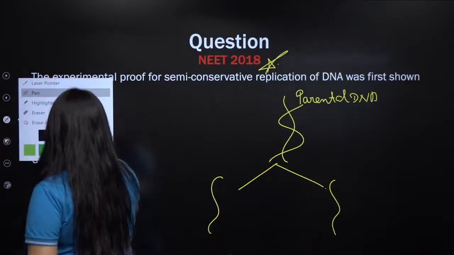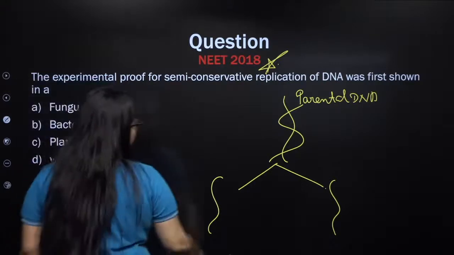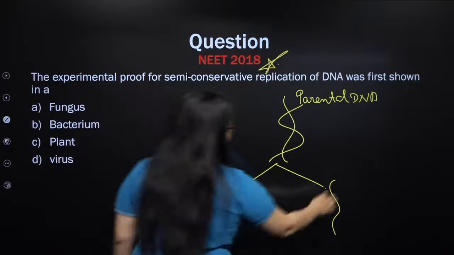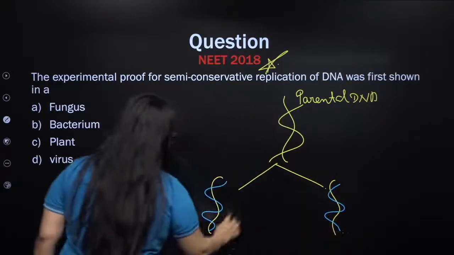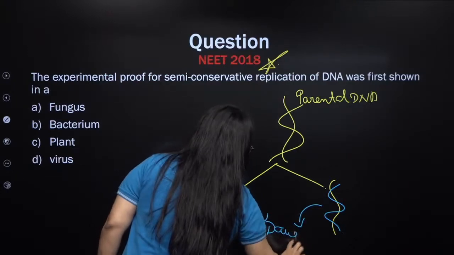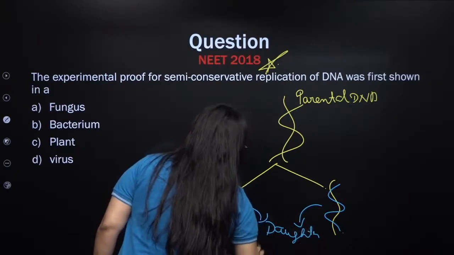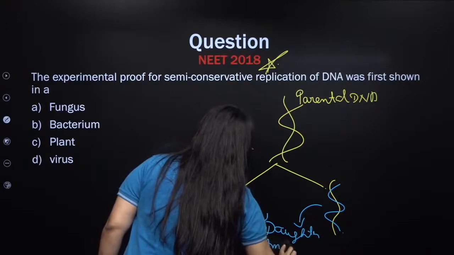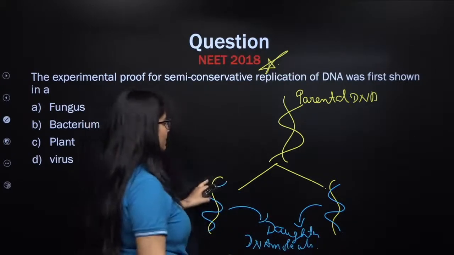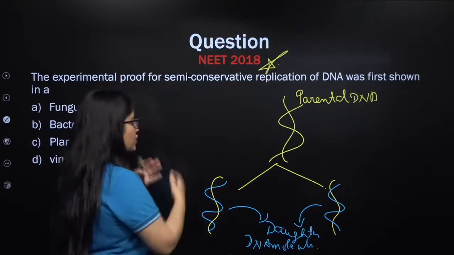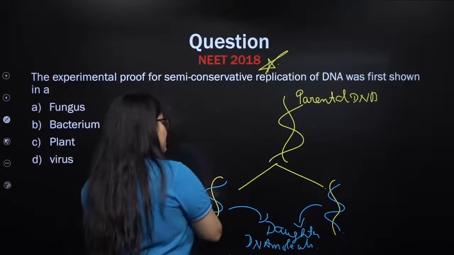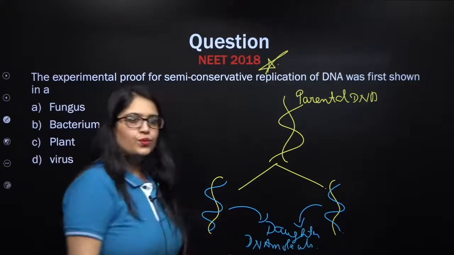So each of the parental strands will have one newly synthesized strand just in front of it. So these both are the daughter DNA molecules, and in these daughter DNA molecules, the yellow one is the parental strand and blue is the newly synthesized. So hence we say DNA replicates semi-conservatively. Why? Because one strand is parental and another one is new, right?